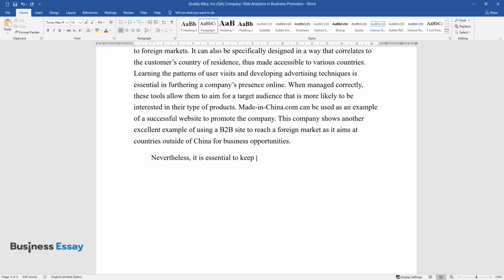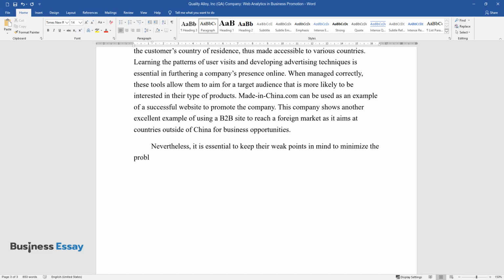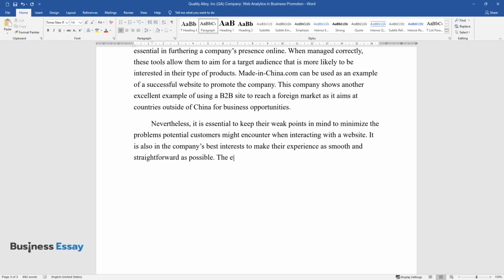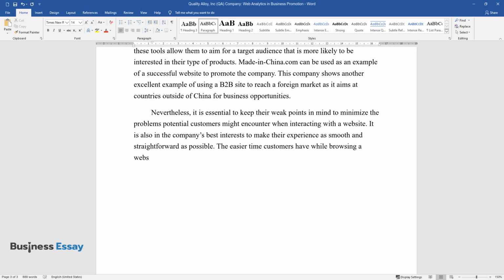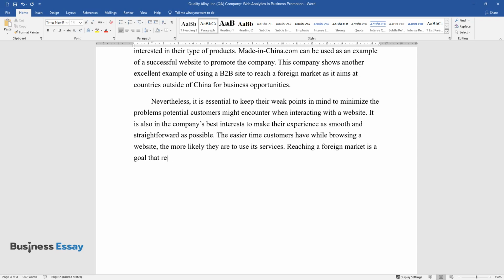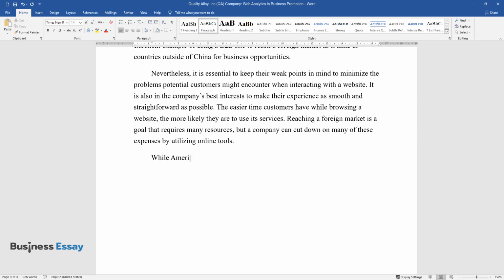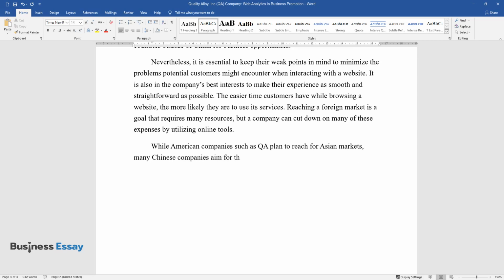Nevertheless, it is essential to keep their weak points in mind to minimize the problems potential customers might encounter when interacting with a website. It is also in the company's best interests to make their experience as smooth and straightforward as possible. The easier time customers have while browsing a website, the more likely they are to use its services. Reaching a foreign market is a goal that requires many resources, but a company can cut down on many of these expenses by utilizing online tools. While American companies such as QA plan to reach for Asian markets, many Chinese companies aim for the West in order to avoid intense competition in their home market.